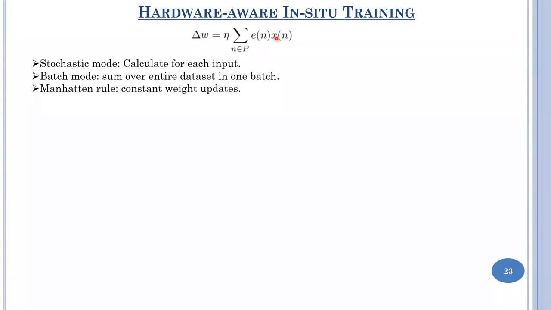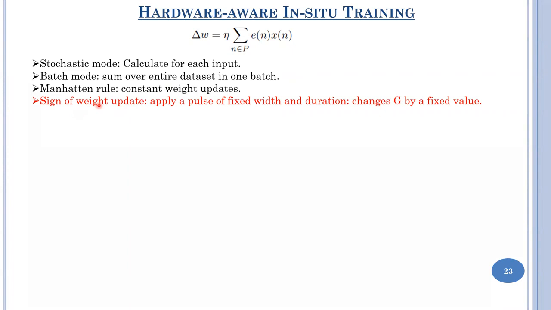So what people propose is, instead of looking at the exact value of this error and the product of the error and your input, let us look at the sign of this value, I mean en.xn. And if the sign is positive, let us increment the weight by a positive amount. If this sign is negative, let us decrement the weight by the same amount. So in the Manhattan rule or resilient propagation, people generally look at these constant weight updates, or they look at the sign of the weight update. So if the sign is positive, you increment the weight by a particular amount. If the sign is negative, you just decrement the weight by that particular amount.